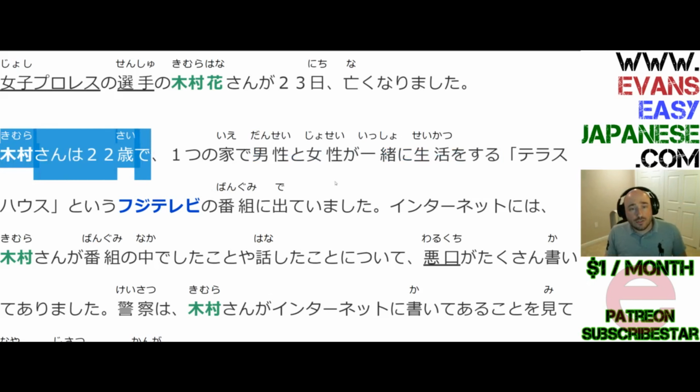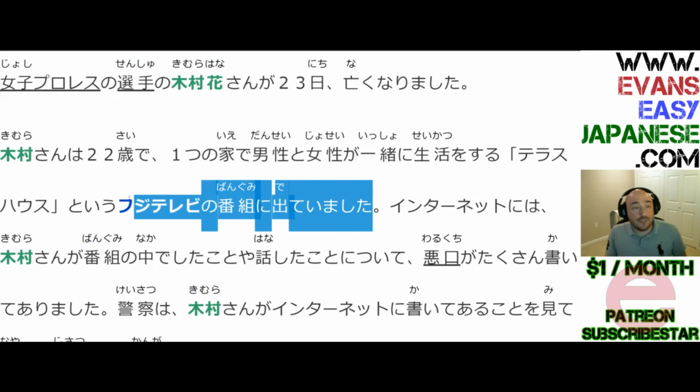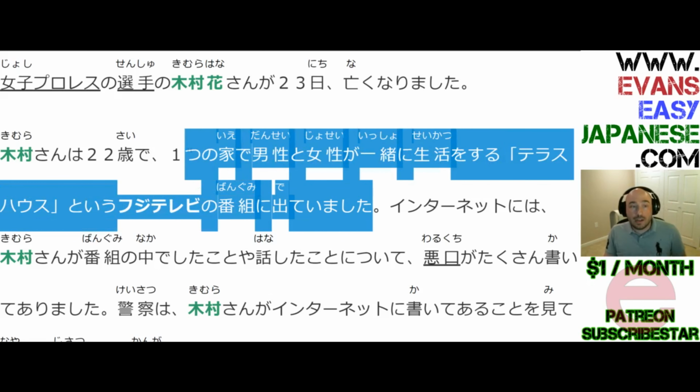Kimura was 22 and had been appearing or had appeared in a Fuji TV television show called Terrace House, where men and women live together under one roof. Something like that. It's one of those reality TV shows where they put a bunch of people who are trying to get famous by acting dysfunctional. Maybe they're not dysfunctional, but they're acting that way at the very least.